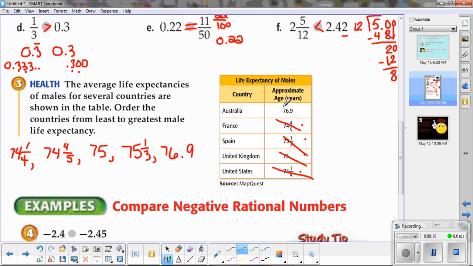One good habit to get into when you're putting things in order like this is to count up how many numbers you have, and then make sure you have the same number of numbers in your answer so you don't forget anybody.